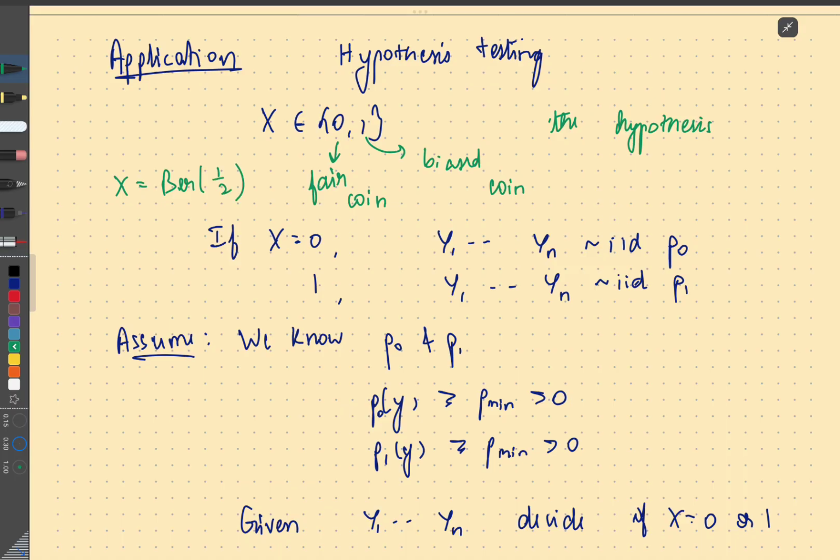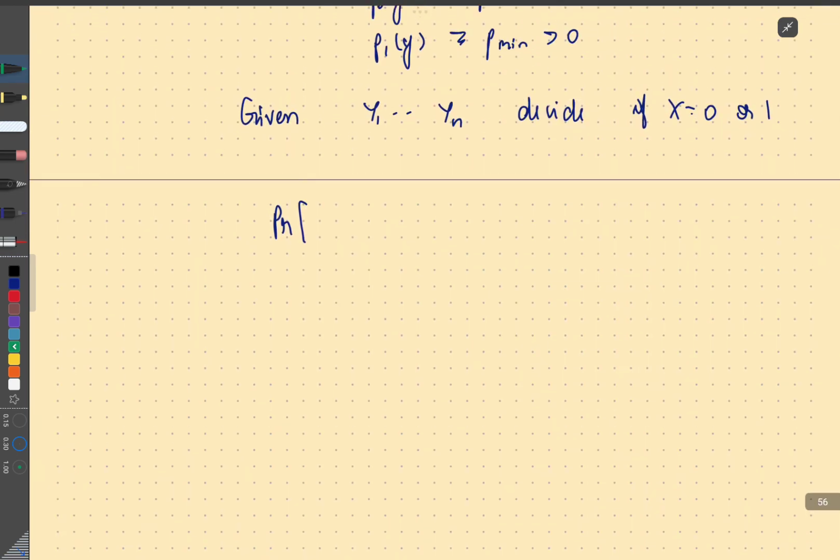So X is a Bernoulli half, right? So with equal probability you pick the biased coin or the fair coin. The goal is to understand what is the probability that, let's say, you take the samples Y1 through Yn and output an X hat, which is either 0 or 1, that's your hypothesis. What is the probability that this is not equal to the actual X?